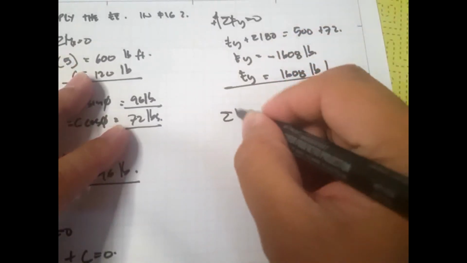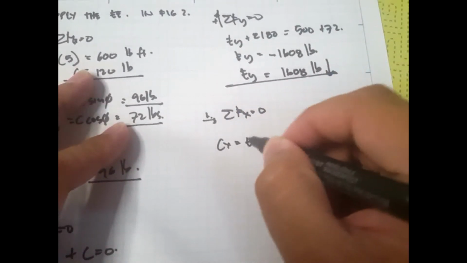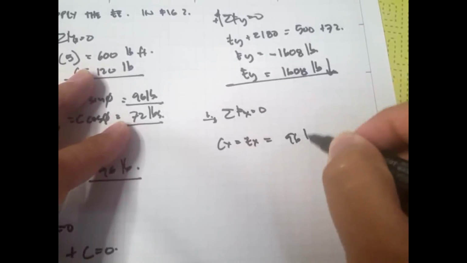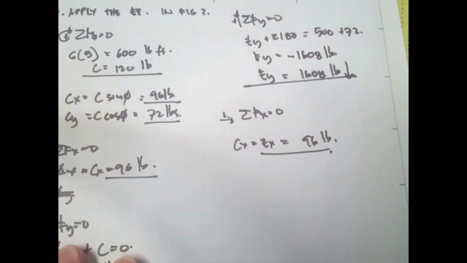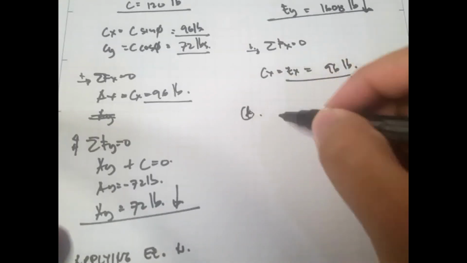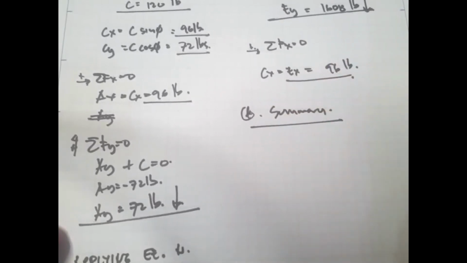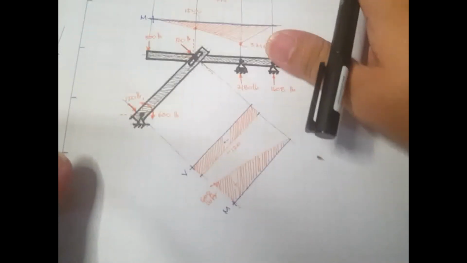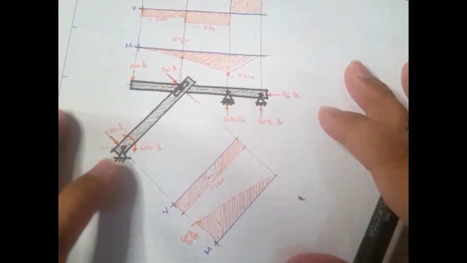Okay, and then last step is summation of forces x equal to 0, and cx is just simply equal to ex equal to 96 pounds. Okay, so the next step should be, in your homework you should provide a summary of the equations, the magnitude and the direction of the support reactions. Okay, but since we don't have much time right here, we'll just forward this to the internal force.